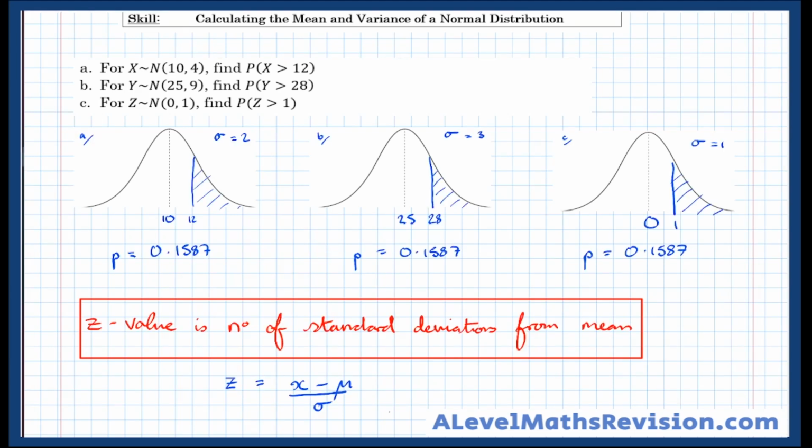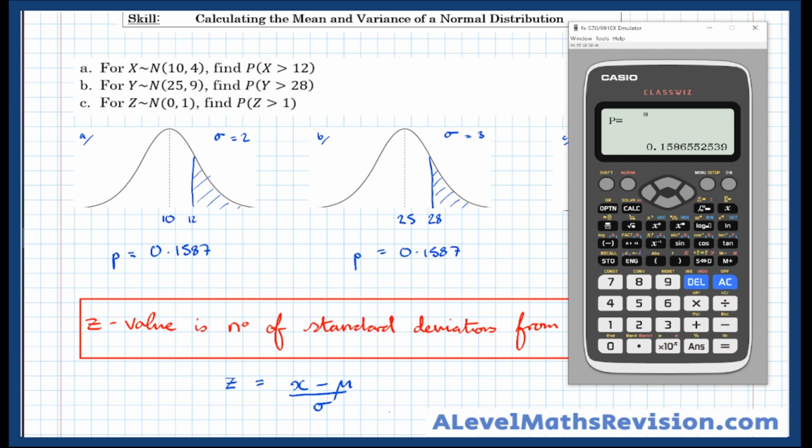So for each of these three examples, now let's calculate the Z value. Just make sure that it is 1. So we're going to ordinary calculation mode. In this case, our boundary was 12. So 12, take the mean, divided by the standard deviation, which was 2, gives us 1. The Z value here is 1. So the Z value of the boundary 28 in part B, well, we've got the boundary, take the mean, divide by the standard deviation, which is root of 9, which is 3. Again, the Z value for this one is 1.